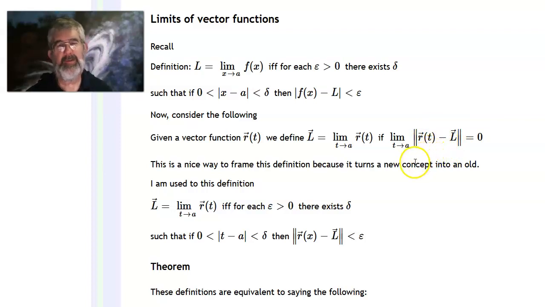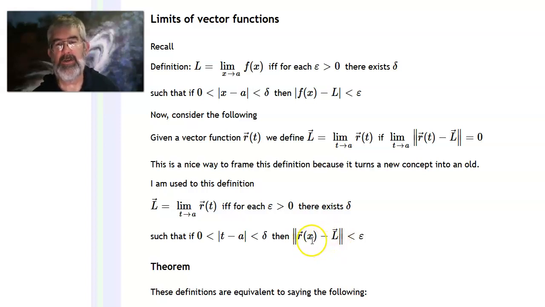Now, the definition that I'm used to seeing is one that looks like this. Capital L is the limit of r of t as t goes to a if for each epsilon bigger than 0, there exists a delta such that if 0 is less than the absolute value of t minus a is less than delta, then the length of r of t minus L is less than epsilon. This looks an awful lot like the definition up here, except that rather than having the absolute value of f of x minus L, which is really the difference between f of x and L, where the absolute value is just saying I don't care if they're in this order or that order, take the absolute value, the difference will be the same.